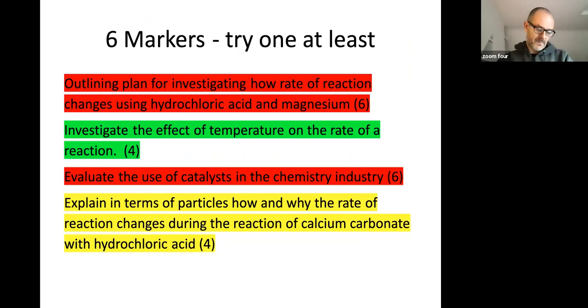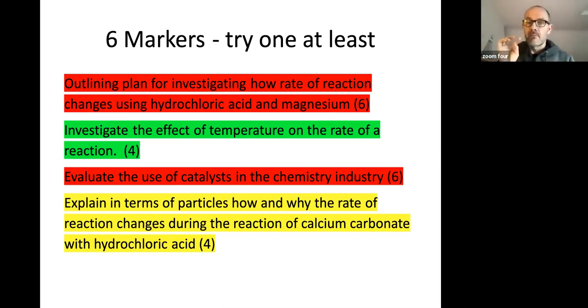But these 6 markers now, this is meant to end in 1 minute, but outlining a plan for investigating how a rate of reaction changes using hydrochloric acid and magnesium. Well, we've all seen that reaction. I know you've all seen that reaction, even if you can't remember. Little strips of magnesium ribbon, putting those into a test tube, you put hydrochloric acid in and it fizzes. So what you need to do is look at how the rate of reaction changes. They're not asking you for it changing with temperature or concentration or pressure.